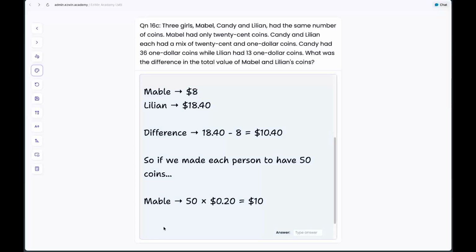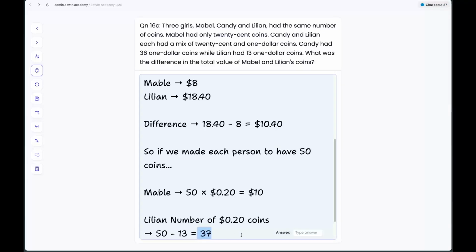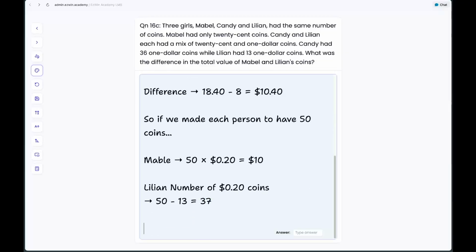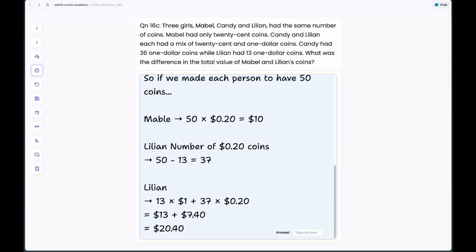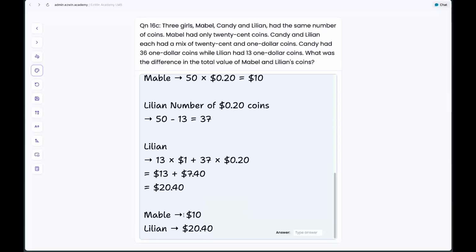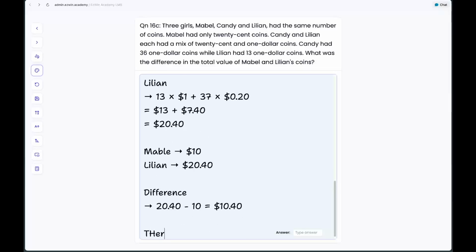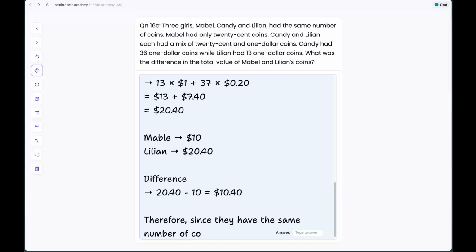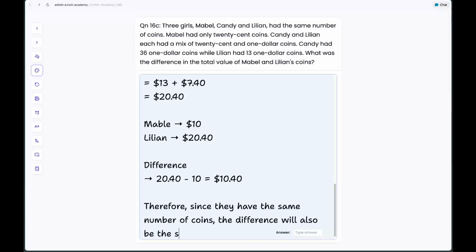We need to calculate the number of 20-cent coins, which is 50 minus 13, which is 37. That means the total for Lillian would then be equal to $20.40. Since we know Mabel and Lillian, then we can just minus them off. So the difference would then be the same, $10.40. Therefore, since they have the same number of coins, the difference will also be the same. In this case, it is $10.40.